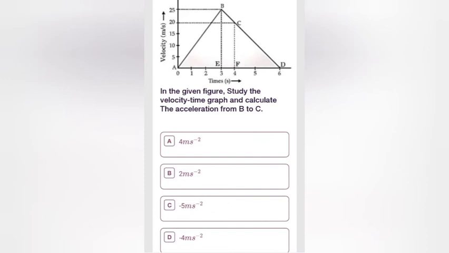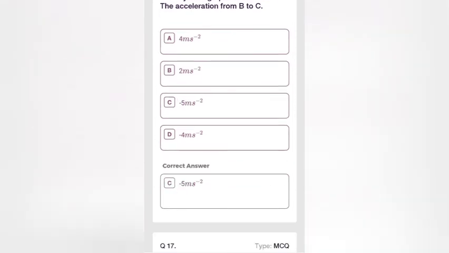5 meter per second square, but this is negative, no? So it is negative acceleration. Velocity is decreasing, so therefore it must be minus. So minus 5 meter per second square. You are able to understand? Fine.